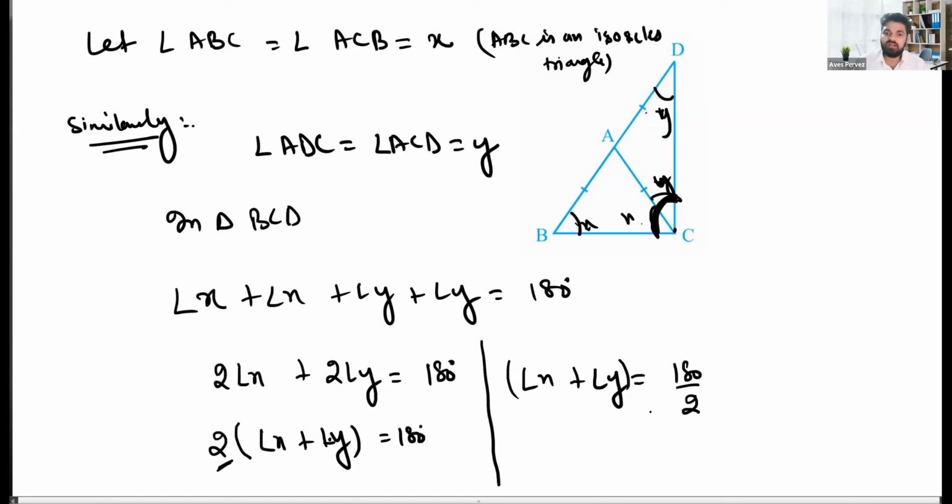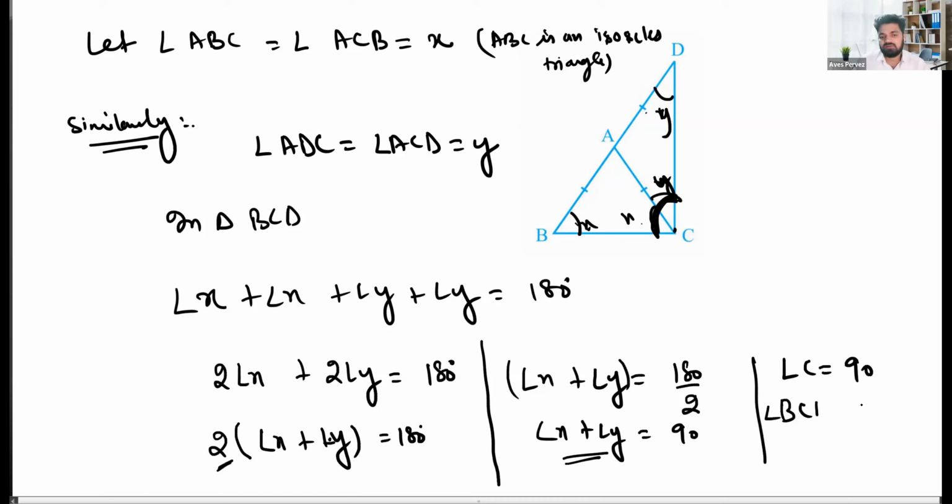Rima, concentrate here. So the 2 only brought it down. Yes. Angle X plus angle Y will be equal to 90 degrees. And what is the value of angle X plus angle Y? Angle C. And angle C is equal to 90 degrees. And what is angle C? Angle C is DCB or BCD. Angle BCD is equal to 90 degrees.